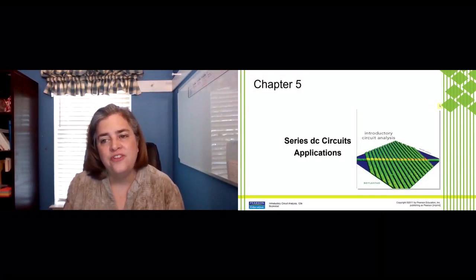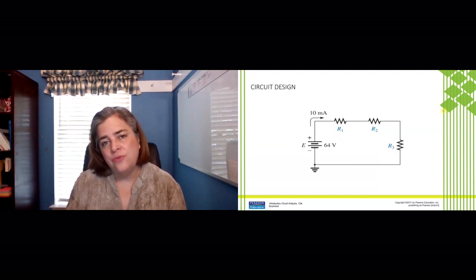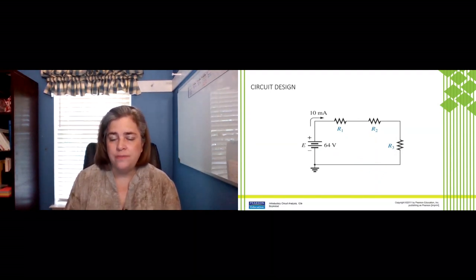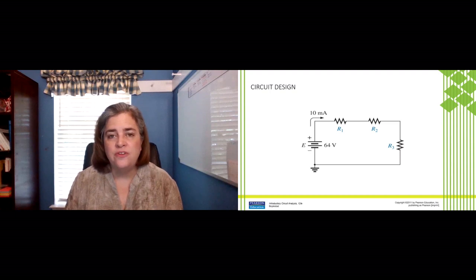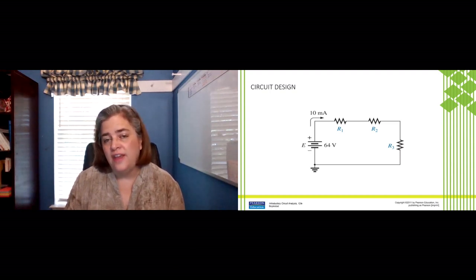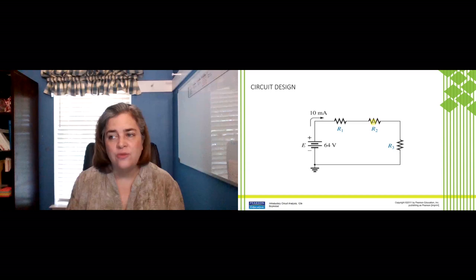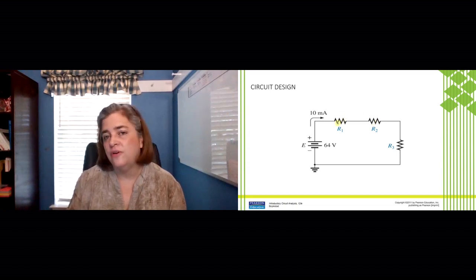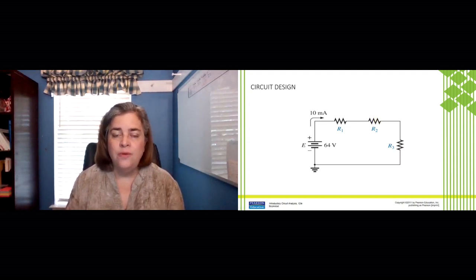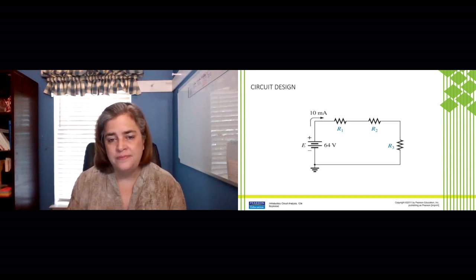So let's talk about some applications of series circuits. And first, let's work through an actual design problem using everything we've learned about series circuits. For instance, let's say we're told that we need a circuit with 3 series resistors such that the voltage drop across R2 is 3 times more than the voltage drop across R1, and the voltage drop across R3 is 4 times the voltage drop across R2. How would we find the resistor values that would make that happen?